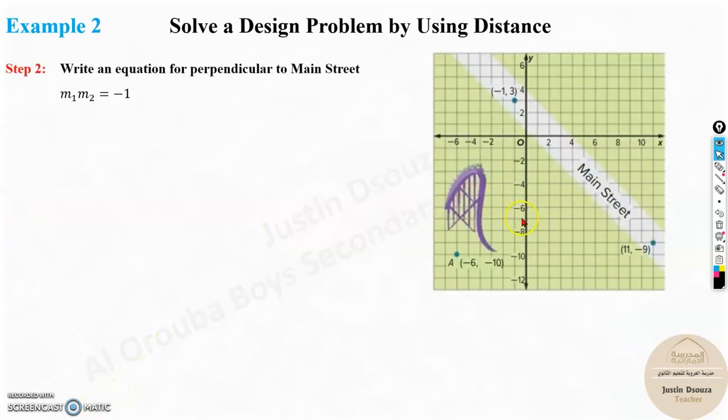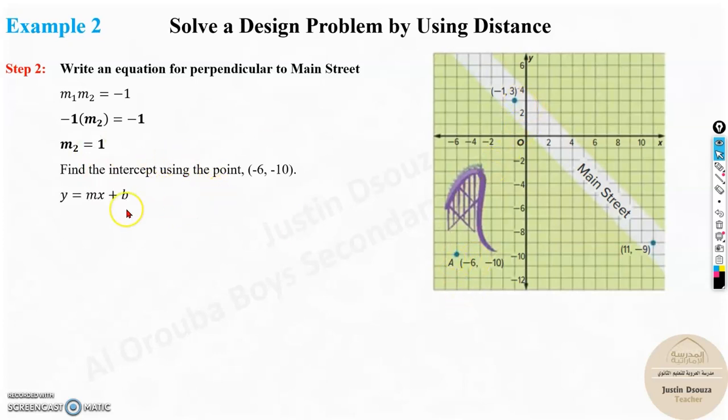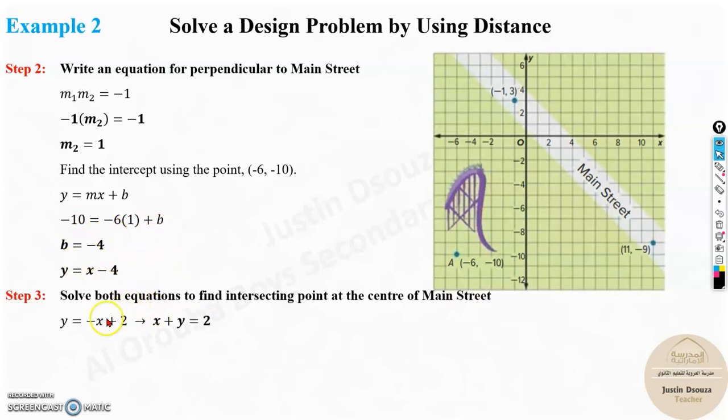Next would be to find the slope of the perpendicular line. We know that for perpendicular lines, when you multiply the slopes, the product must be minus 1. So all you need to do is multiply them and get the answer. You will get 1 because the negative cancels. What next? Very simple. Use the point over here to find the y-intercept, the same way as what we have done. Substitute over here, solve it and get the y-intercept. Write the equation. We have both the equations.